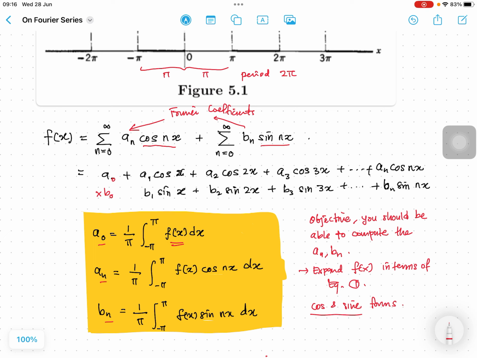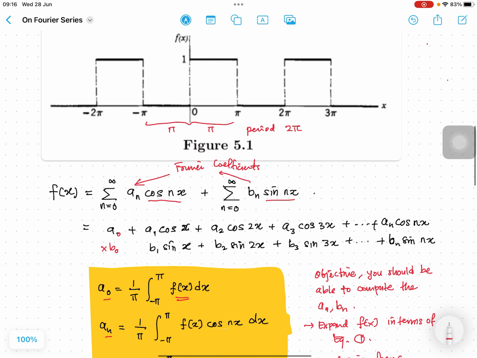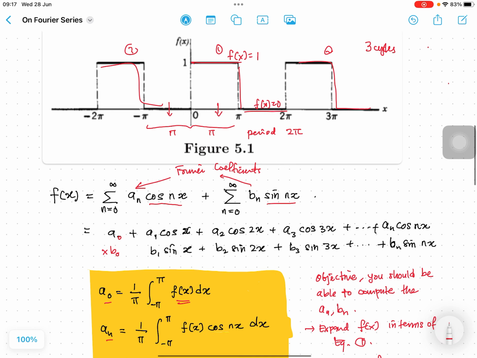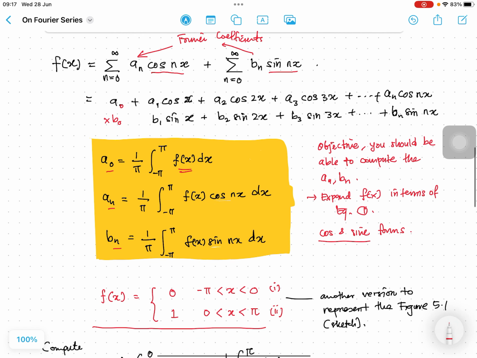To solve this in particular, we are looking at a period of 2 pi. If you look at the sketch, the size of this part is pi. You have a function here, f(x) equals 1, and here f(x) equals 0. You can expand this cycle, so over here, for example, you have 3 cycles: number 1, number 2, and number 3. So for period 2 pi, we are going to use this specific formula.